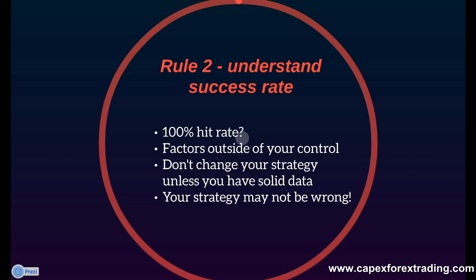Rule number 2 is understanding success rate. Now, when new traders come into the market, they think that if they follow the rules in every trade, that their hit rate will be 100%. That is not the case. There are other factors outside of your control, like natural disasters or something that a high-ranked political figure may say, that will simply reverse your trade into the opposite direction.